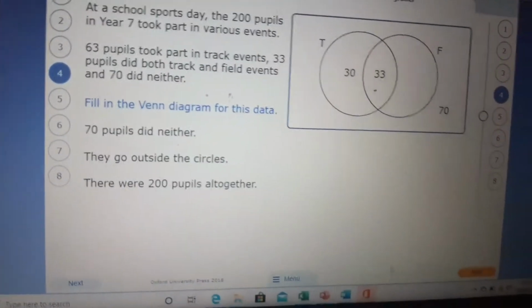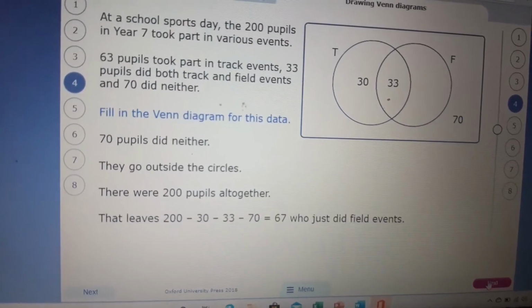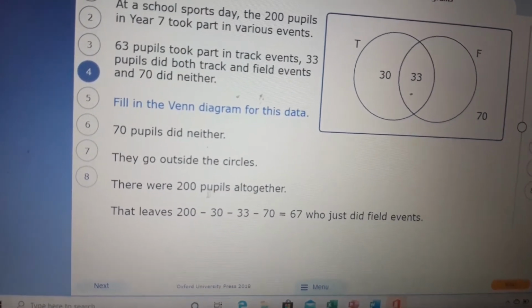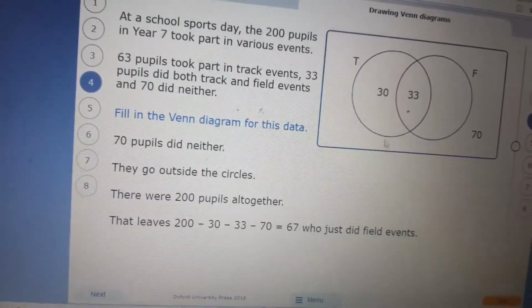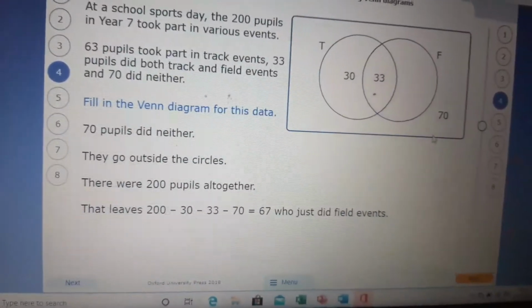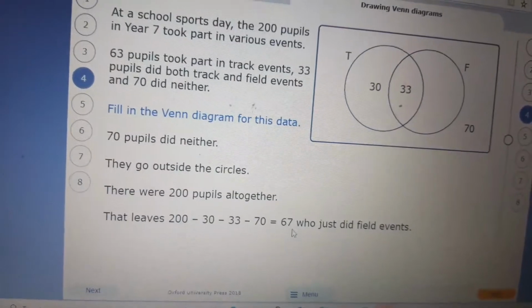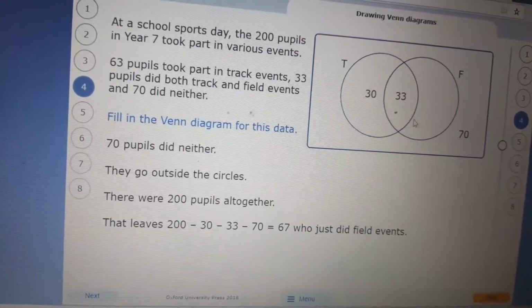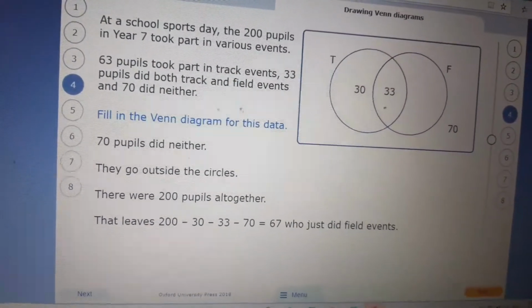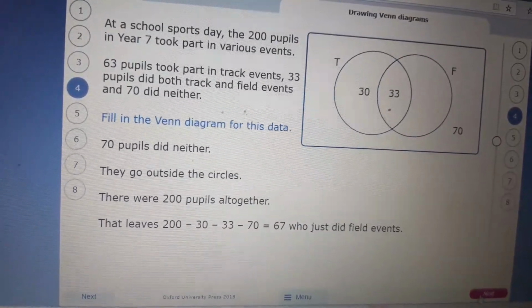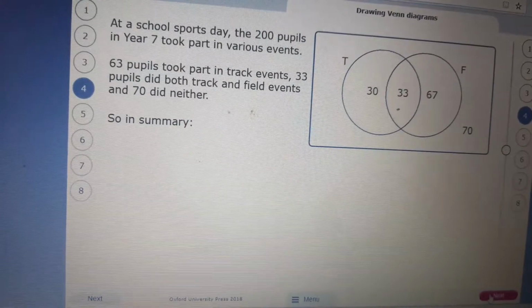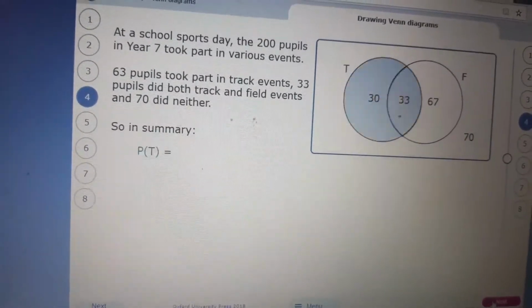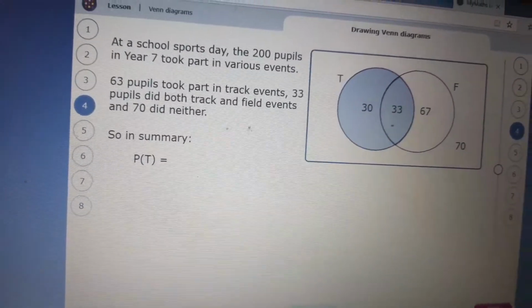There were 200 pupils altogether. So we start with the 200, we take away this 30 people, the 33 people, and the 70 people outside, and that leaves 67 people for the final section who just did field events. And there it is.